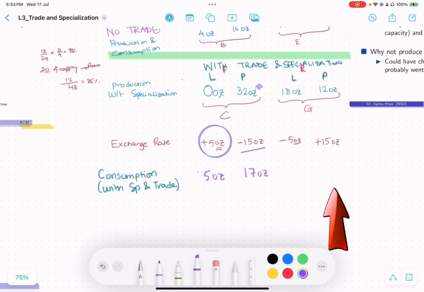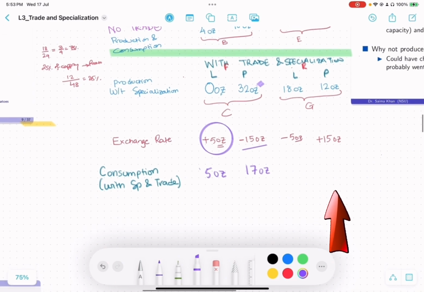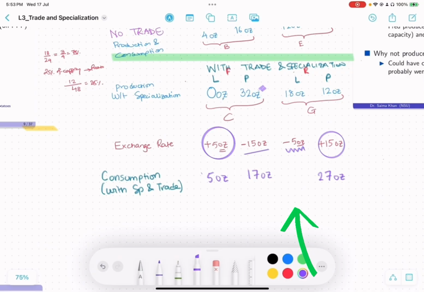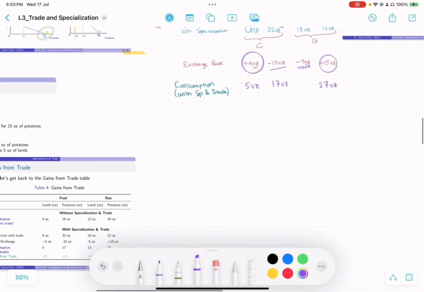So here he is trying to get hold of more potatoes, right? So in that case, ultimately, how much potatoes does he end up consuming? 27 ounce, right? But he had a lot of lamb, right? He was specializing in lamb, so he could afford to give some of it away. He gave away 5 ounce of it because he wanted to get 15 ounce of potatoes, right? So when he's giving away 5 ounce of it, essentially he is left with 13 ounce.